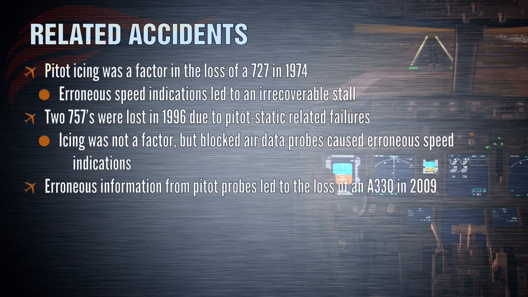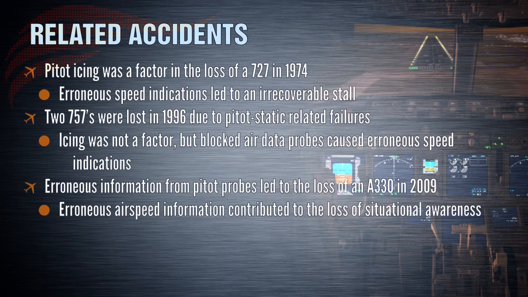Erroneous information from pitot probes also played a major part in the chain of events leading to the loss of an A330 over the Atlantic in 2009. Invalid airspeed information led to the crew's loss of situational awareness and subsequent loss of the aircraft and all on board. Pitot icing was a likely factor given atmospheric conditions at the time of the accident.